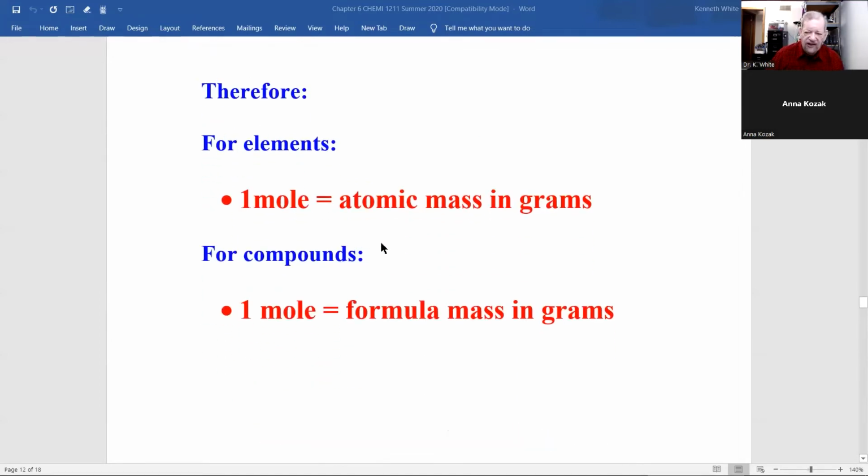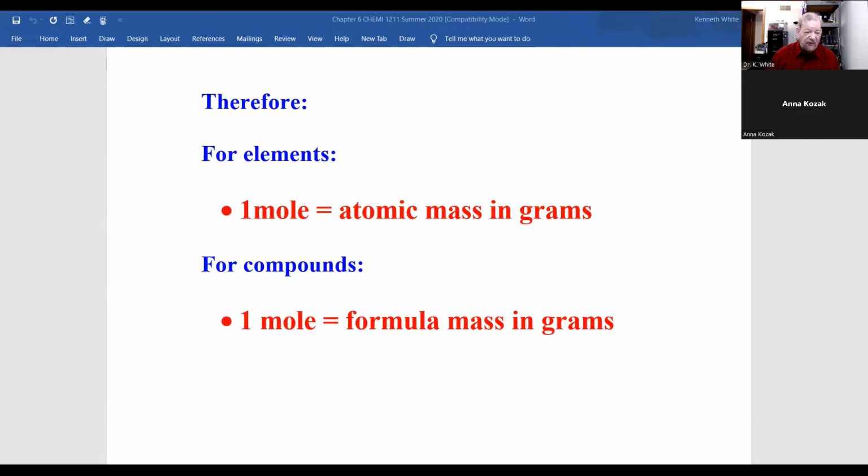Yesterday, I started talking about the mole in terms of mass or weight. And 1 mole of an element equals the atomic weight or mass in grams, and 1 mole of a compound equals the formula mass or formula weight.